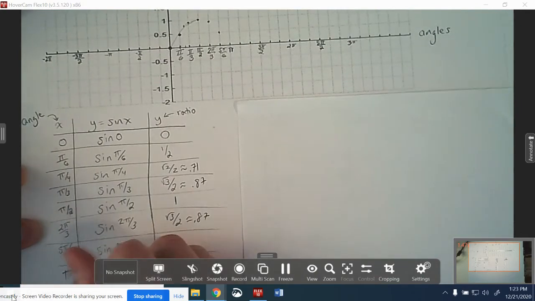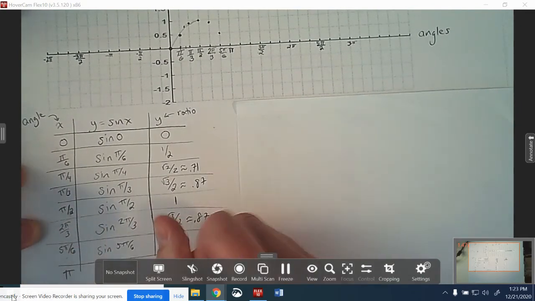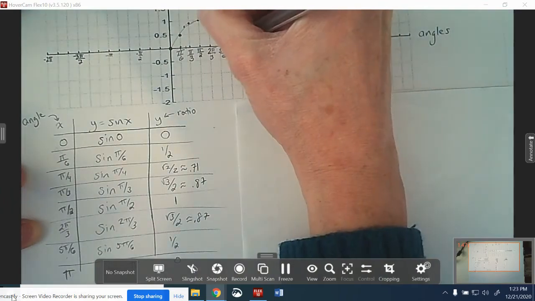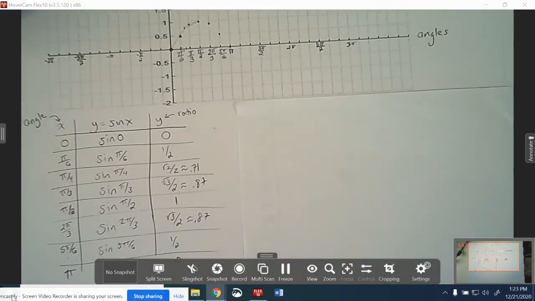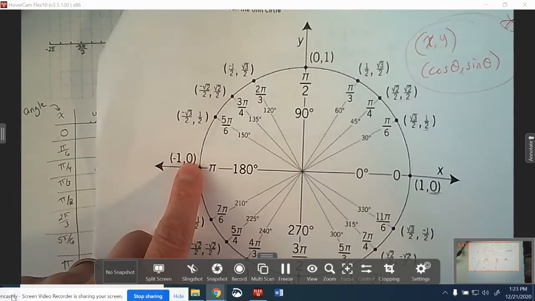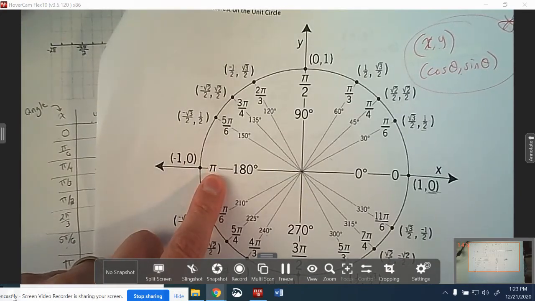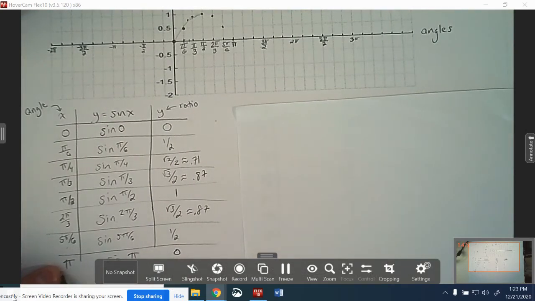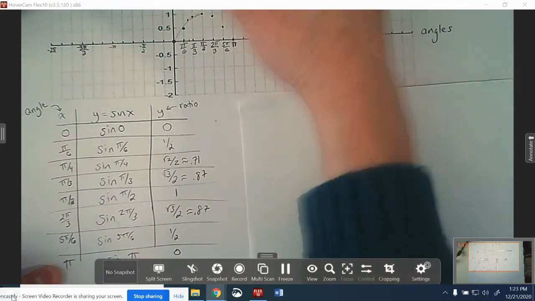All right, so the sine of pi, look out there to the left on the unit circle. The y value is 0 at that point. So on the unit circle, if you look at pi, the y-coordinate is sine, and that's 0. So when the angle is pi, the value of sine is 0. So I'm going to plot the point pi, 0 on my graph.